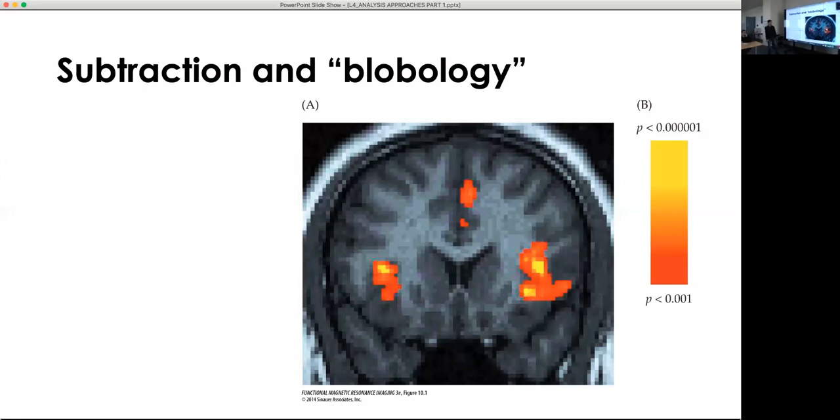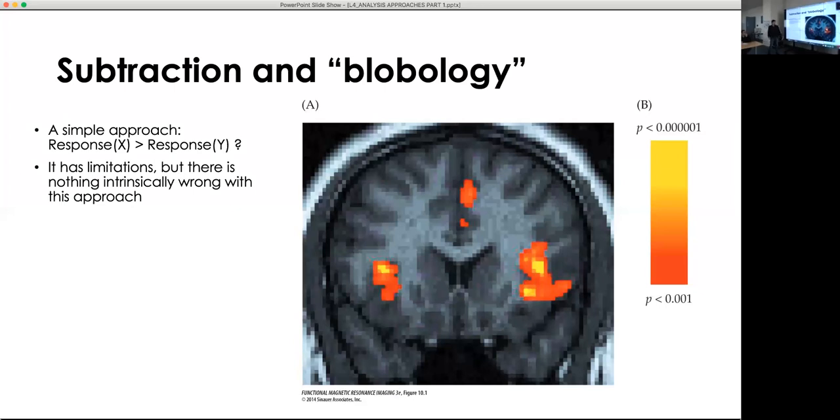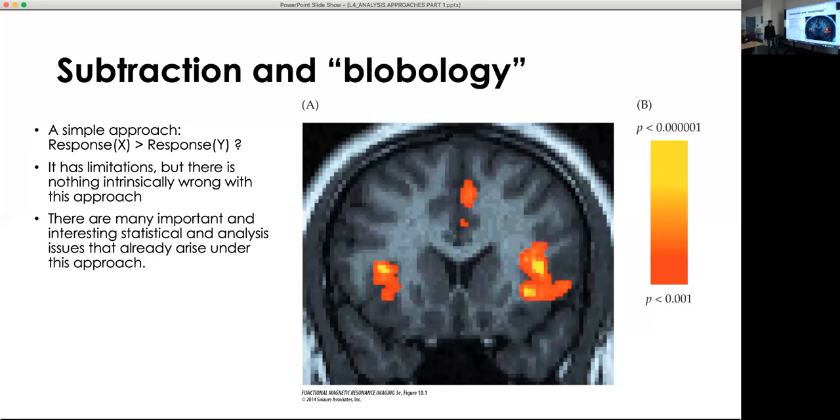So now we have blobs in the brain, and we'll go into some more detail in a second. You're essentially just subtracting 2 numbers and seeing if that difference is statistically significant. And my view is certainly, we poo-poo this, and it has limitations, but there's nothing intrinsically wrong. There's nothing invalid about this type of very simple analysis. What I'm going to do on the next couple slides is go through a number of bread and butter statistical issues or analysis issues that come along as soon as you do even this type of simple approach.